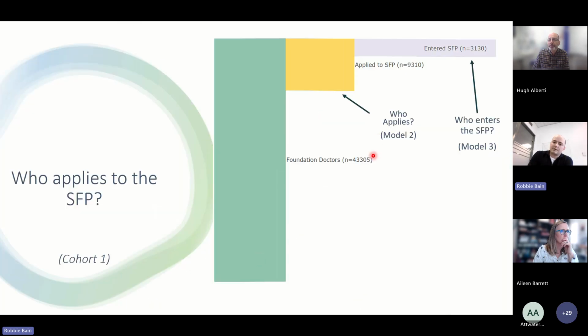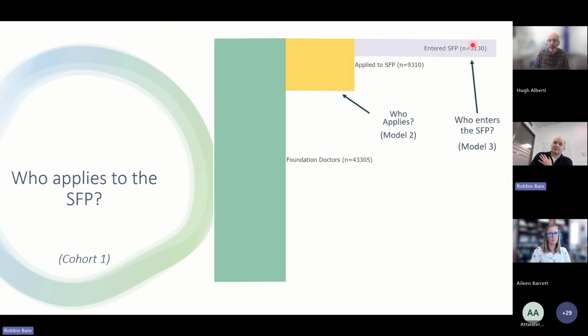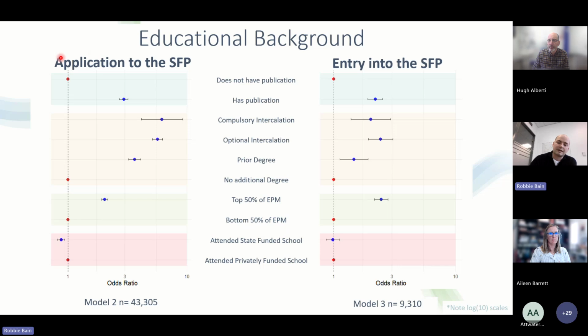Moving on to who actually applies to the SFP. We see about a quarter of people end up applying to the SFP, so about 9,000 out of 40,000. And following that, about 3,000 of those actually entered an SFP post during the time that we studied.